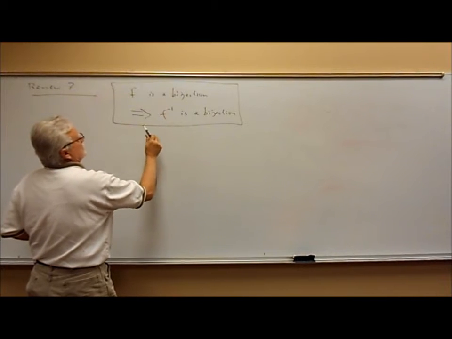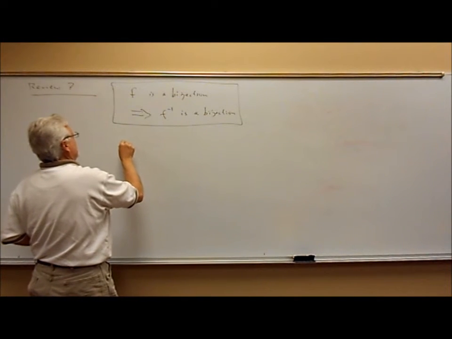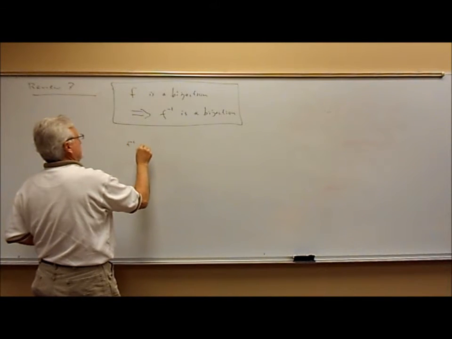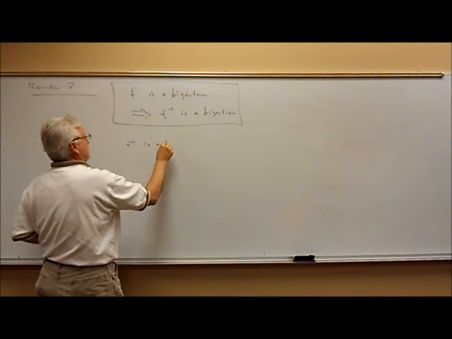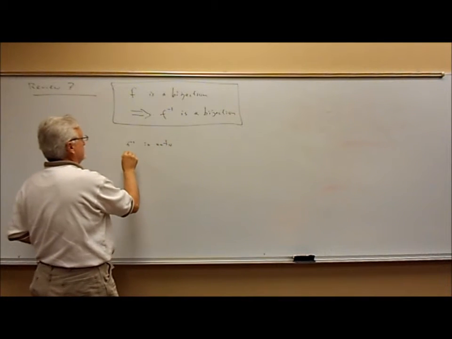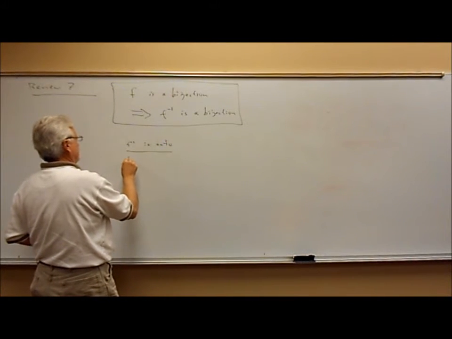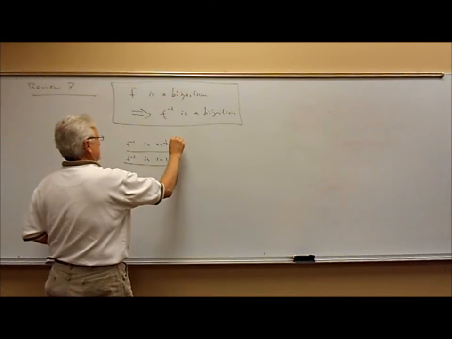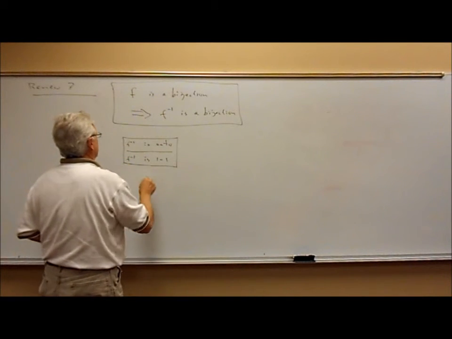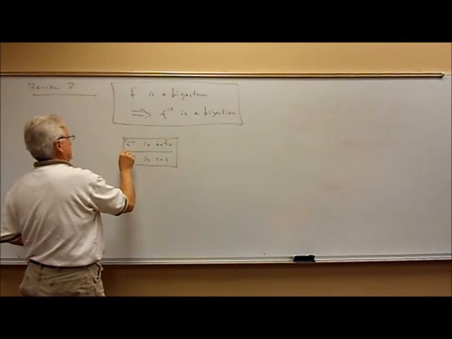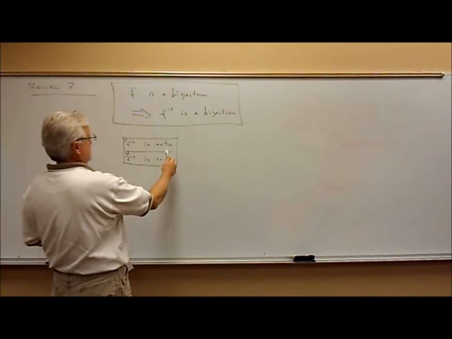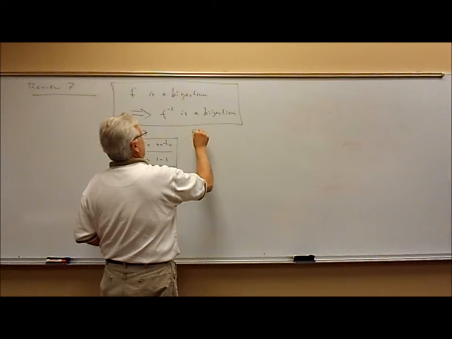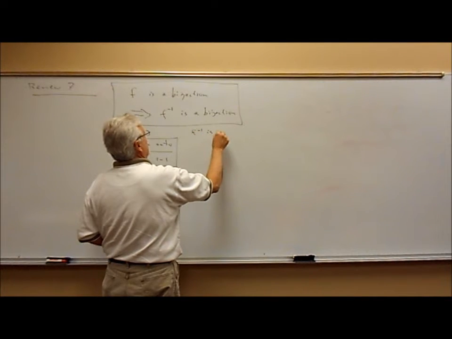So, to show that F inverse is a bijection, you have to show two things. That F inverse is onto, is that a term you use? And that F inverse is 1-to-1. Got to show those two things. So let's first show that F inverse is onto.